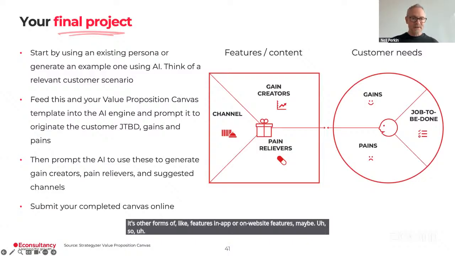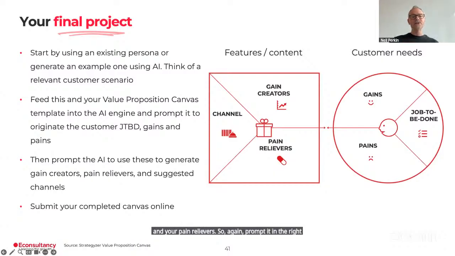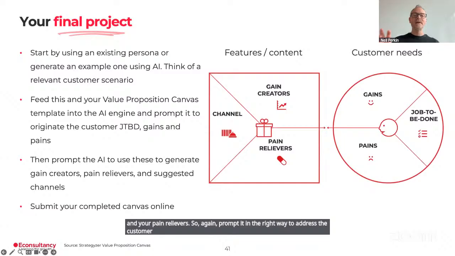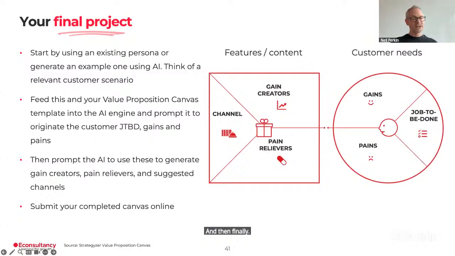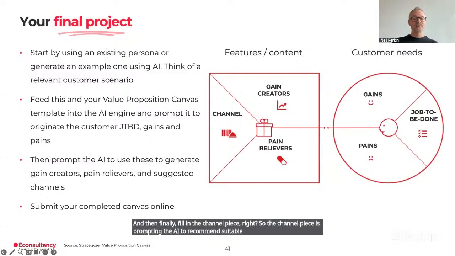The final part of this, once you've created your gain creators and your pain relievers, is to prompt it in the right way to address the customer gains with features or content, and then specifically to address the customer pains with, again, features or content. And then finally, fill in the channel piece, right? The channel piece is prompting the AI to recommend suitable channels and formats to deliver those features and content.